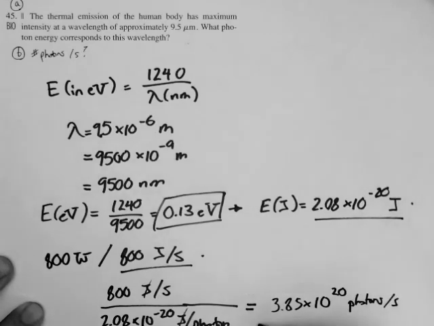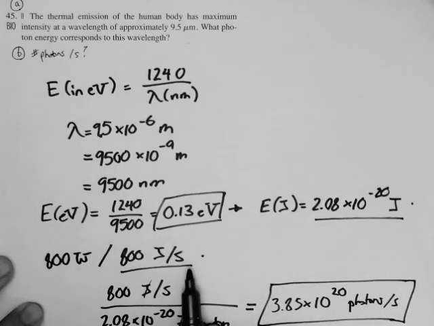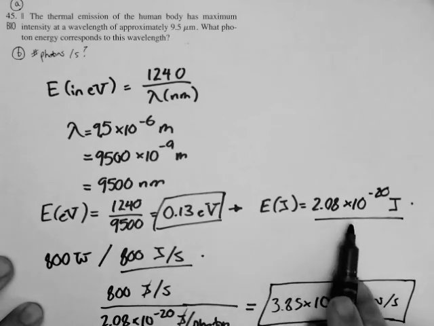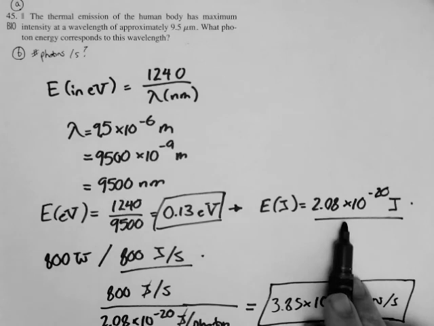And that's the kind of calculation we're going to do quite a bit. It makes sense just thinking about it. This is the number of joules per second. This is the joules per photon. Divide joules per second by joules per photon, and I get photons per second.